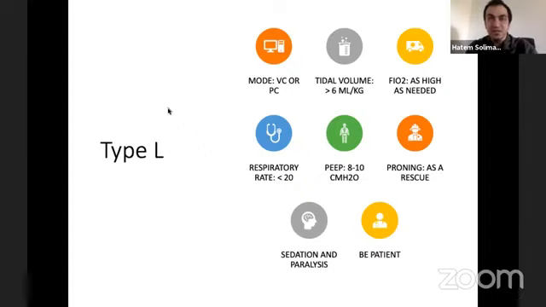When we scan the lungs with lung ultrasound or CT, we often see the pattern of curtain-like B-lines in a patchy distribution with no lobar consolidation.